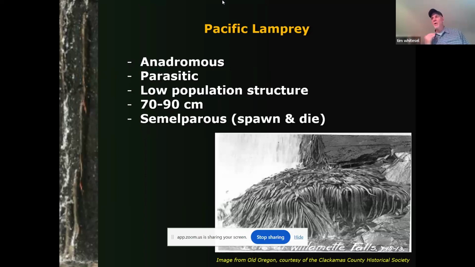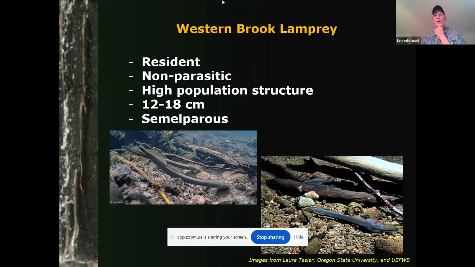All right, so now we're thinking about those other species that were on that list. So western brook lamprey, remember now we're in the genus Lampetra. They are resident, so they are not anadromous, never leaving freshwater. They're non-parasitic, so they don't attach to host organisms and feed on bodily fluids. They filter feed as larvae, and then when they go through the transformation, they become adults ready to spawn.